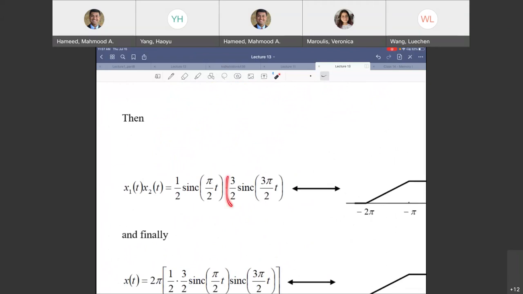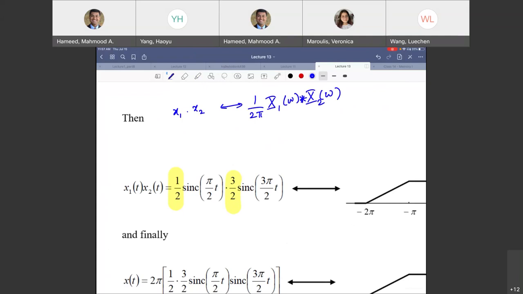Oh, it's right here. The pi is cancelled out. You are left with half there and 3 pi over 2 over there. And then the sinks are there, of course. Now you're multiplying in time, right? So when you multiply x1 and x2 in time, what do you have in the frequency? 1 over 2 pi X1 of omega convolved with X2 of omega. Oh, this is convolution in omega, right?